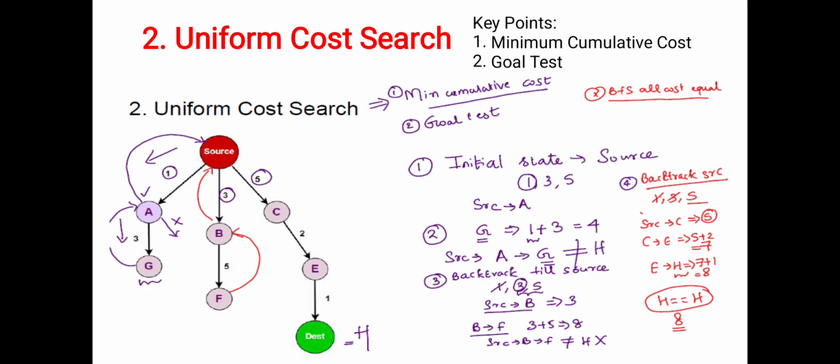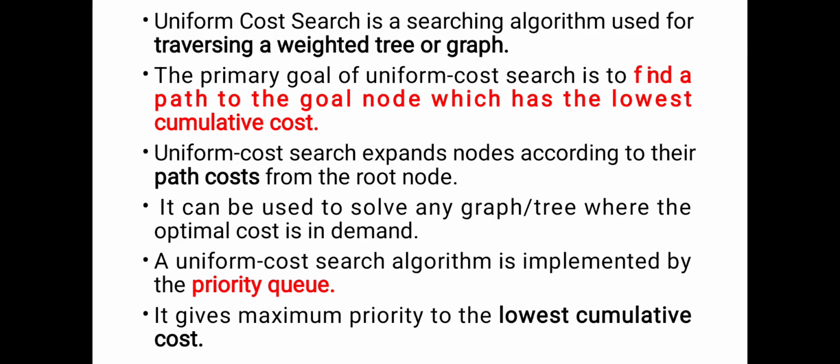It travels in this fashion. Uniform cost search is a search algorithm. It is used for traversing a weighted tree or a graph. The primary goal is to find the path to the goal node which has the lowest cumulative cost.